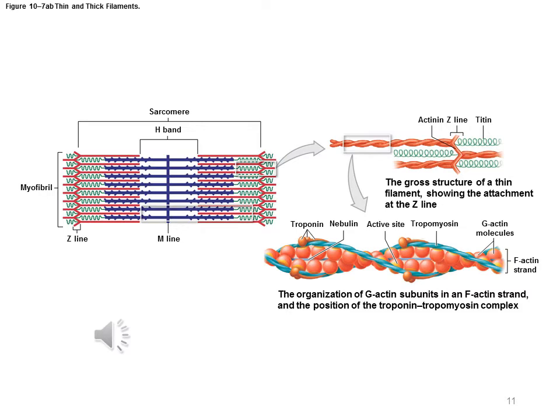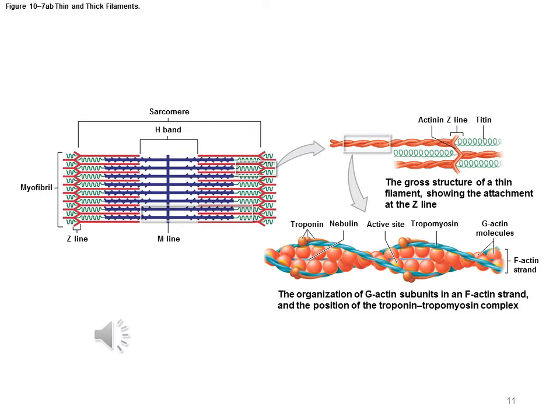Then we get into the two big components that we often think of when we talk about muscle contraction, and that's troponin and tropomyosin. Tropomyosin is going to cover the active sites on the G-actin. This is important because in order for actin to bind to myosin, the active sites have to be uncovered. So tropomyosin is going to keep them covered until we get to the position where we want to contract.